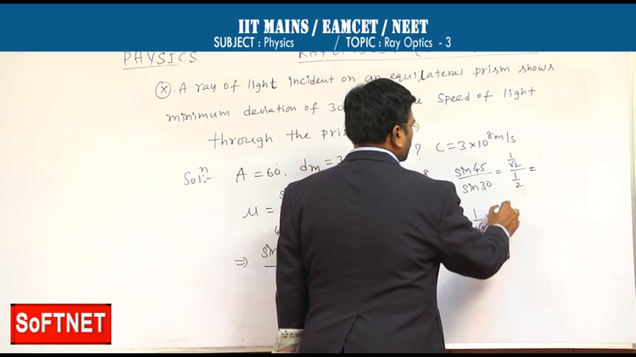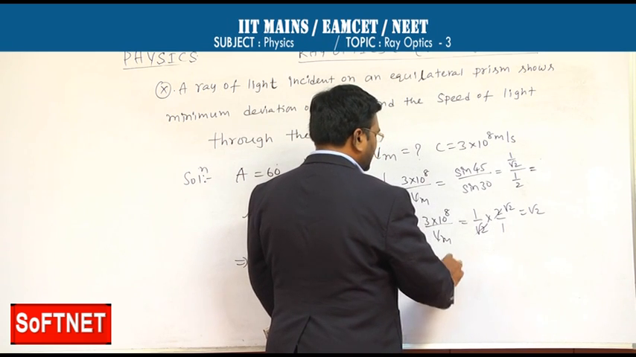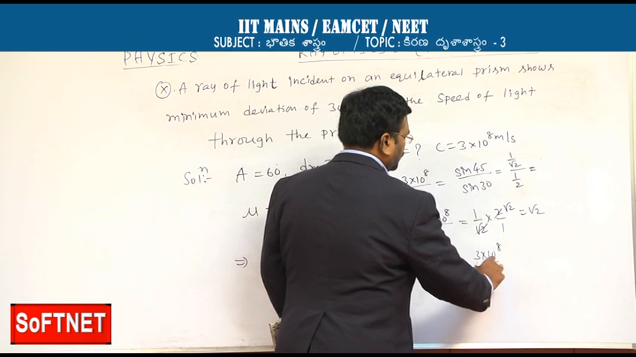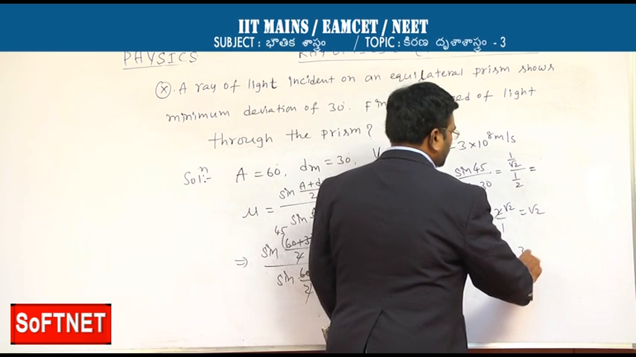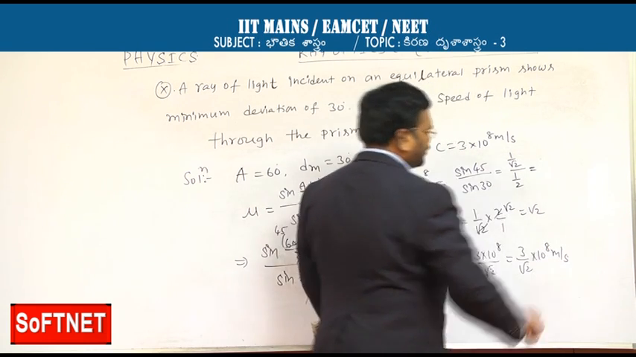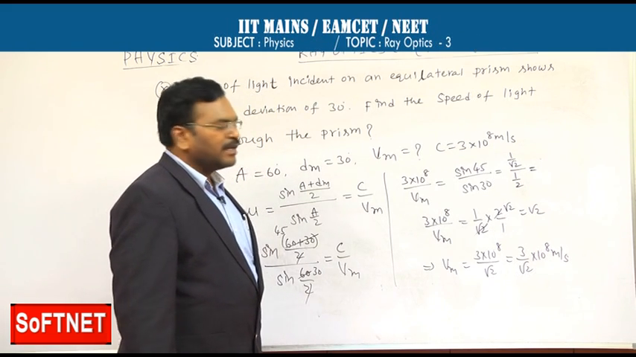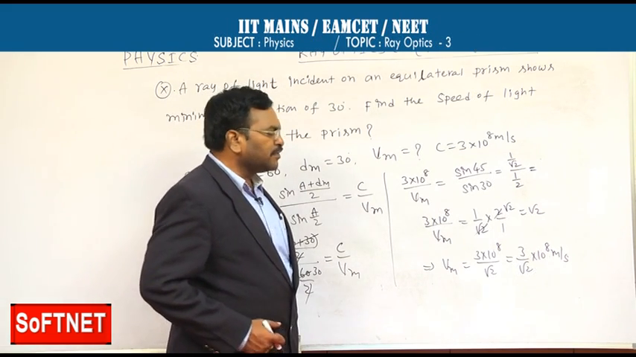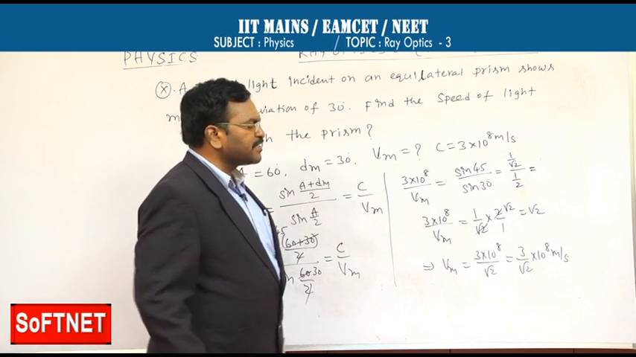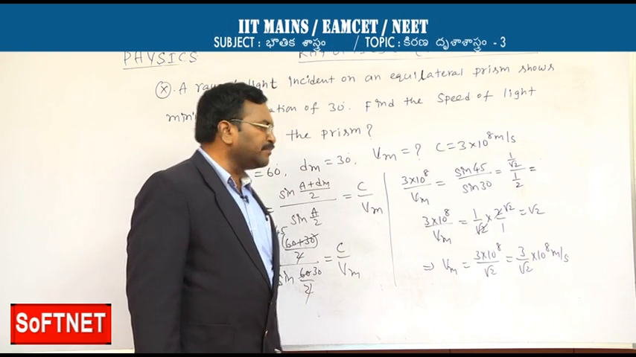So root 2. From this, velocity of light in medium is equal to what? 3 into 10 to the power of 8 by root 2. So 3 by root 2 into 10 to the power of 8. Root 2 value, how much? 1.414. 1.4. So we are getting 2 point something. So what is the answer now? 3 by root 2 into 10 to the power of 8 meter per second.